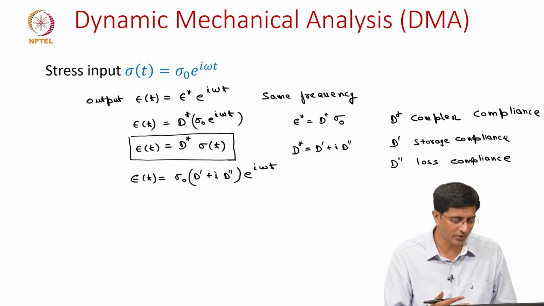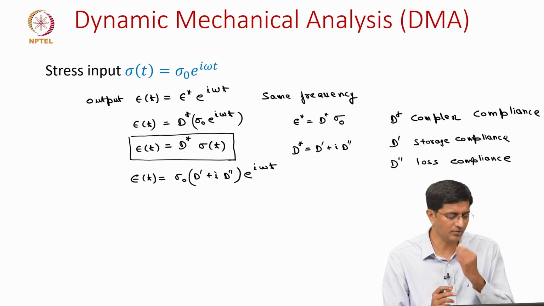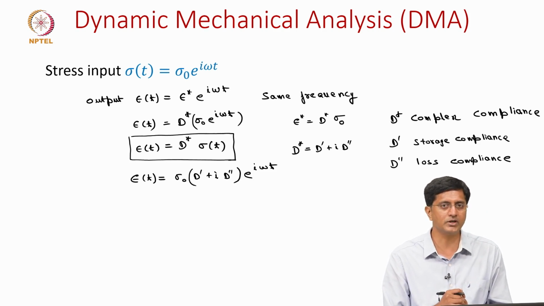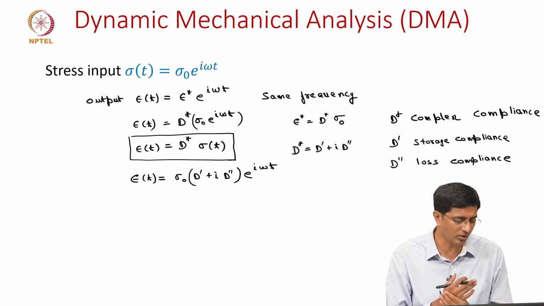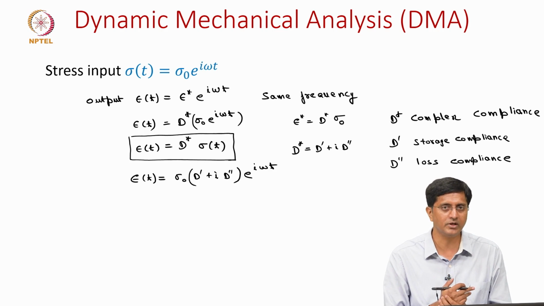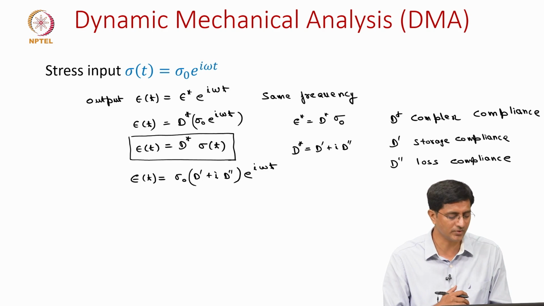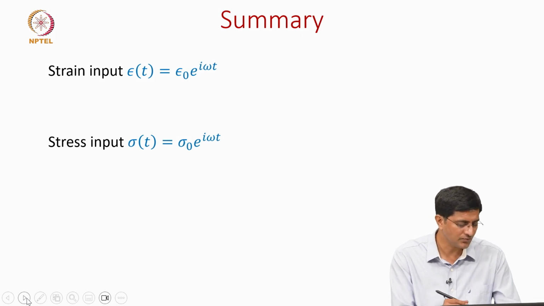So, now we are able to introduce this complex compliance, storage and the loss compliance. This happens when our input is the stress, but in previous slides we have seen if the input is the strain, we discuss about the complex modulus, storage and the loss modulus. So, this should give you an overview of how to deal with different inputs, and we are using this complex analysis to find the solutions for these oscillation loads.